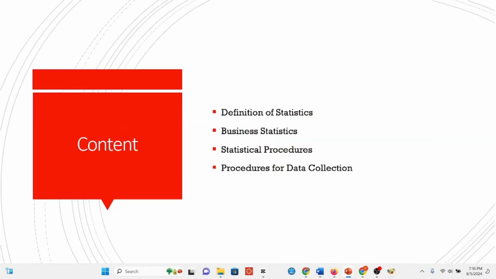In today's session, we will be discussing statistics for business decisions. This section will cover the introduction of the entire course, Statistics for Business Decisions. For this section, we will discuss what statistics is about, that is, the 5 processes under statistics. Business statistics will also be explained. Then the statistical procedures as well as the procedures or methods for data collection will be explained.